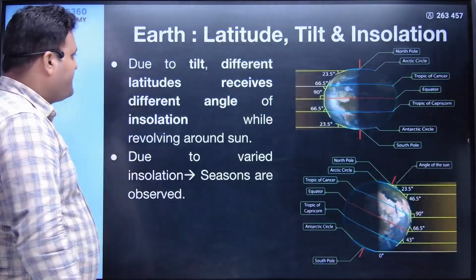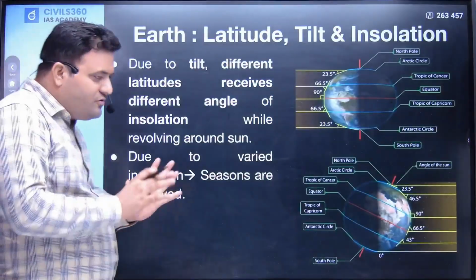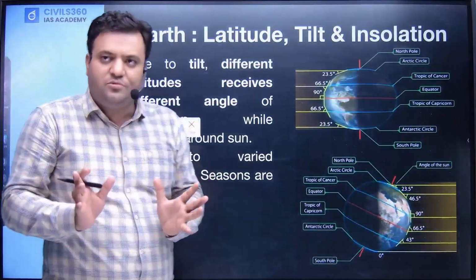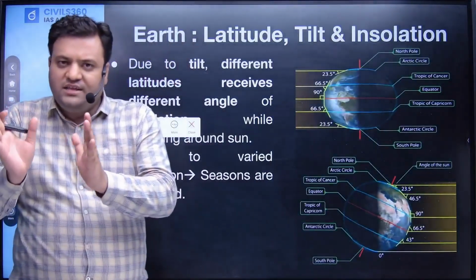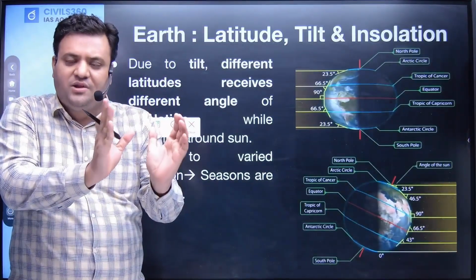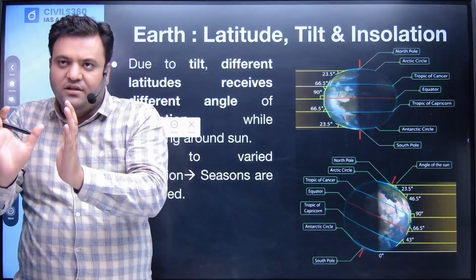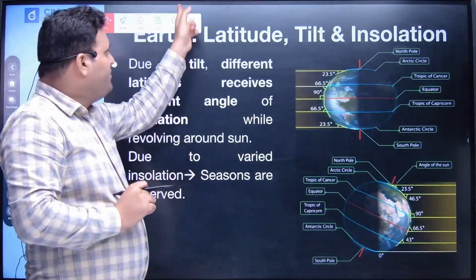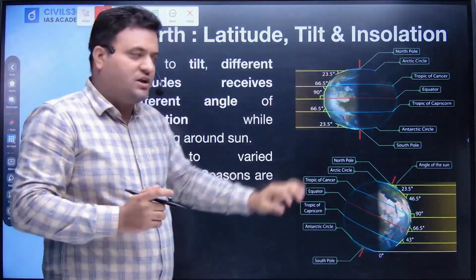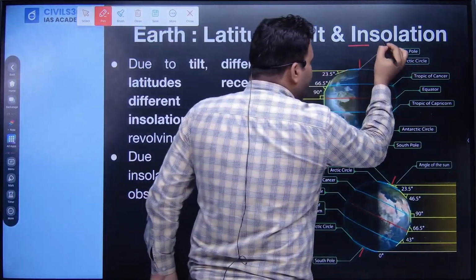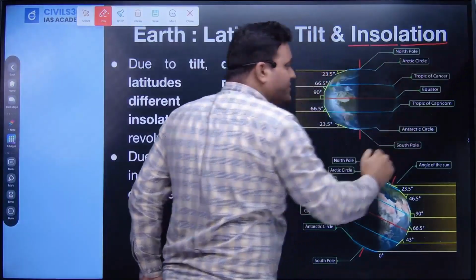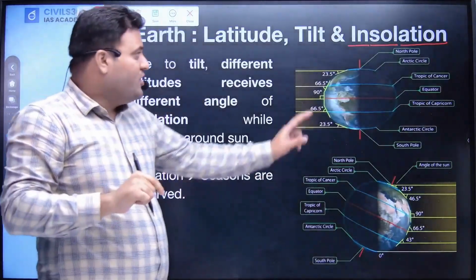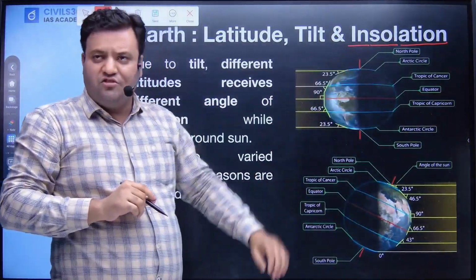Moving ahead, if you take the reference of these latitudes, and if you join the concept of latitude and the concept of tilt, then you have a pattern. What pattern? You are going to see one more concept, that is insolation. The meaning of insolation is incoming solar radiation, meaning the sunlight which is coming. So incoming solar radiation, that is insolation.